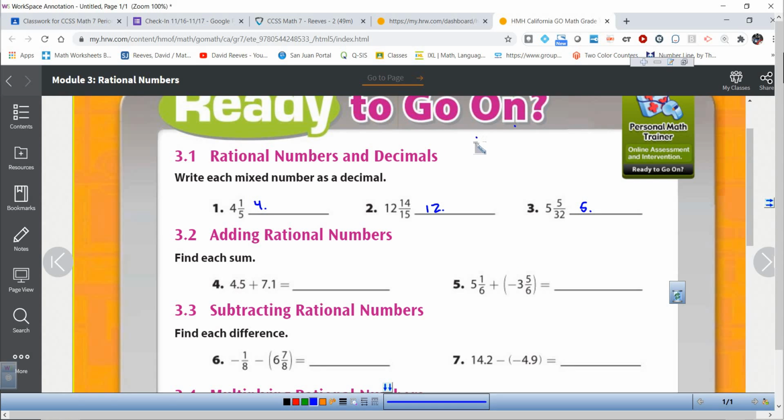So the question simply becomes, what is 1/5 as a decimal? What is 14/15 as a decimal? And then, of course, what is 5/32 as a decimal?